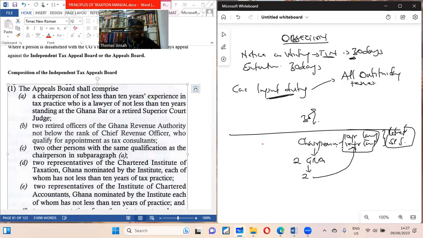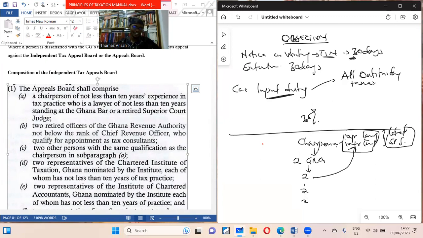Then now come to ICAG, you have two members, all right? Two members who are part of ICAG with not less than 10 years of practice and another two from the CITG.